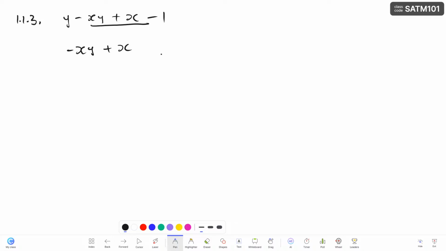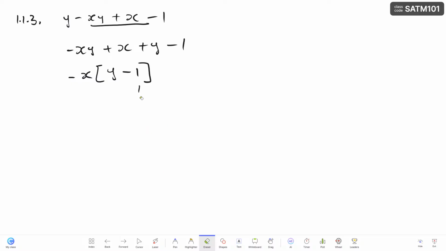Then now I'm also going to write this one on this side, positive y minus y. Okay, on this side I'm going to take the common factor, which is x. But let me take it as negative, so I'm going to take negative x. So here I'm going to have y, and here I'm going to have negative 1. The reason why it is negative 1 is that when you multiply this back, it is going to give us positive x.